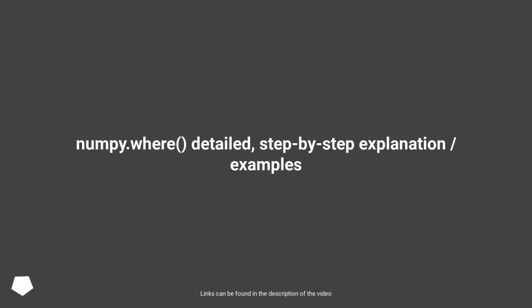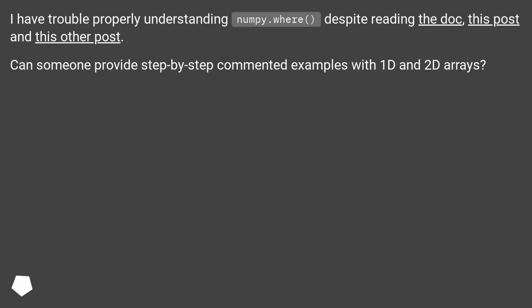numpy.where detailed, step-by-step explanation examples. I have trouble properly understanding numpy.where despite reading the doc, this post and this other post. Can someone provide step-by-step commented examples with 1D and 2D arrays?